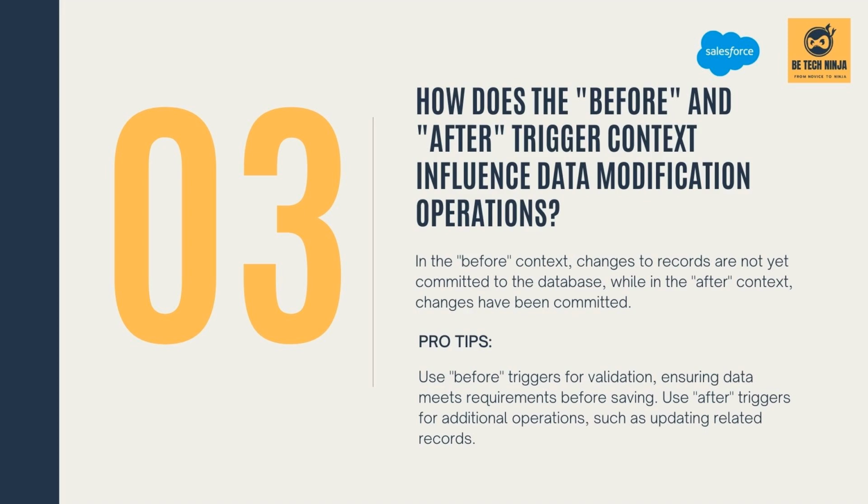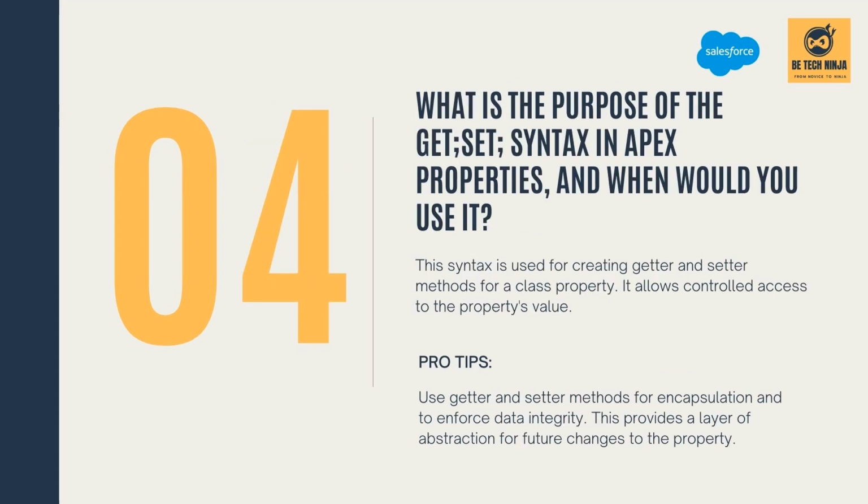Let's see the next question. What is the purpose of the get set syntax in Apex properties, and when would you use it? This syntax is used for creating getter and setter methods for a class property. It allows controlled access to the property's value.